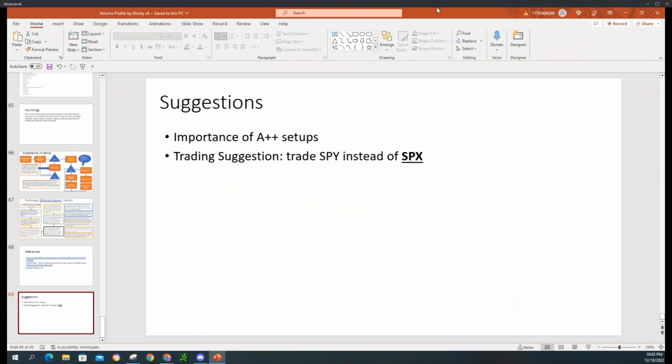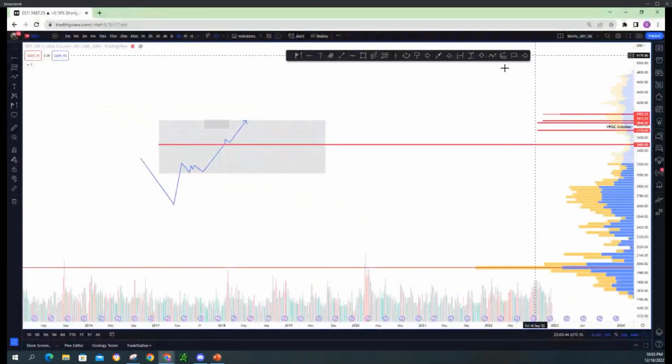Okay, so that's volume profile, the PDF, that's the PowerPoint so far. I will post this after the session so you guys can take a look at it.